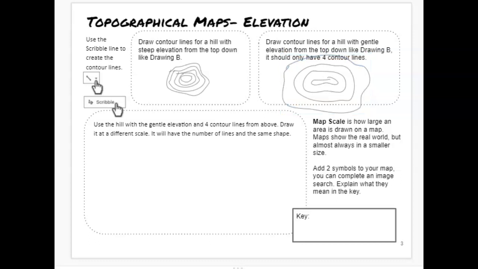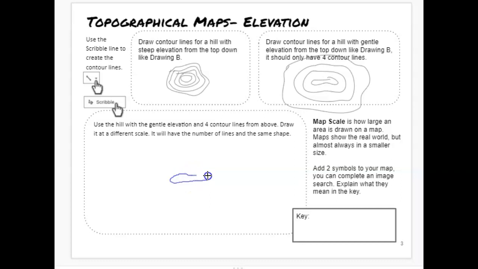Now, here's the challenge, if that wasn't challenging enough. Use the hill with a gentle elevation, this one, and 4 contour lines, 1, 2, 3, 4, from above. Draw it on a different scale. It will have the same number of lines and the same shape, but it will be bigger. So I need to draw the same thing, but bigger here. That's a different scale. So I'm going to take my scribble.